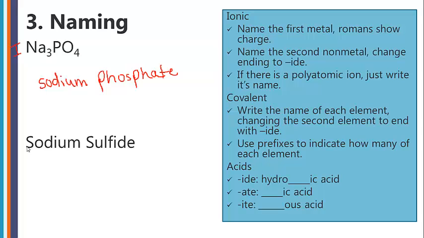The next is also ionic. I know that because sodium is a metal and sulfide is a nonmetal. So sodium is Na. Sulfide was once sulfur, so I just have to check the charges. The charge on sodium is +1. This is -2. Whenever I crisscross, my final formula is Na2S, sodium sulfide.